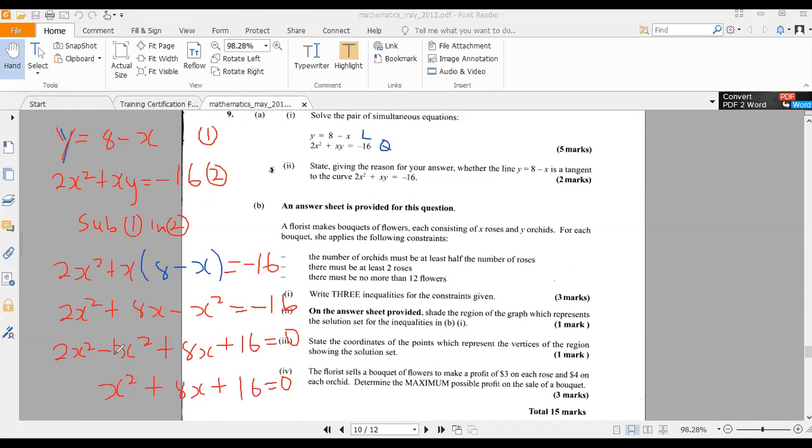Okay, good. So we are going to get x squared plus 8x plus 16 is equal to 0. Now, let's move on. I need to factorize this now. Anybody can help me out to factorize this one? I have x squared plus 8x plus 16. How do you factorize this? Anybody can help me, please?